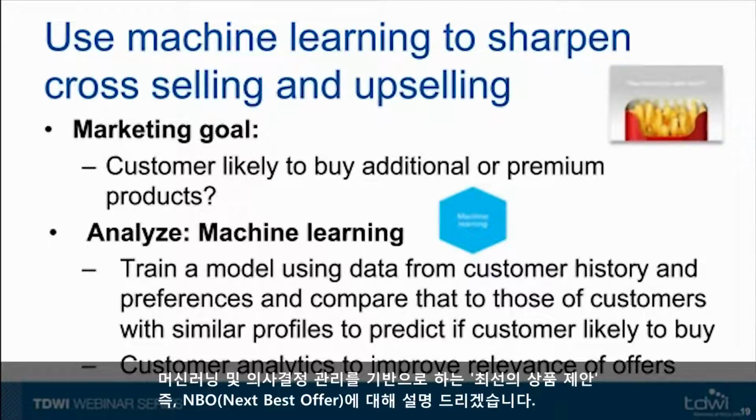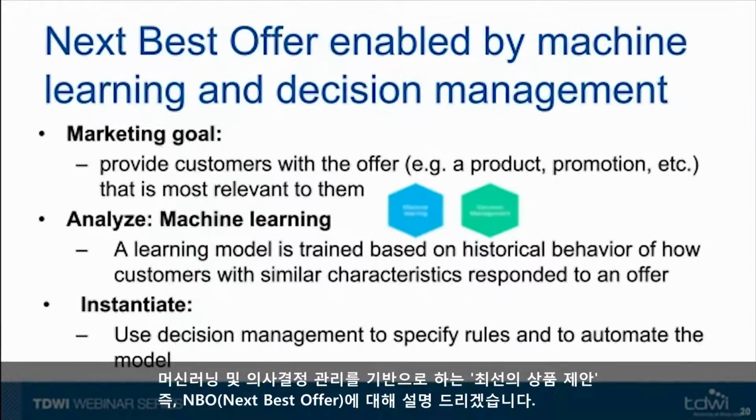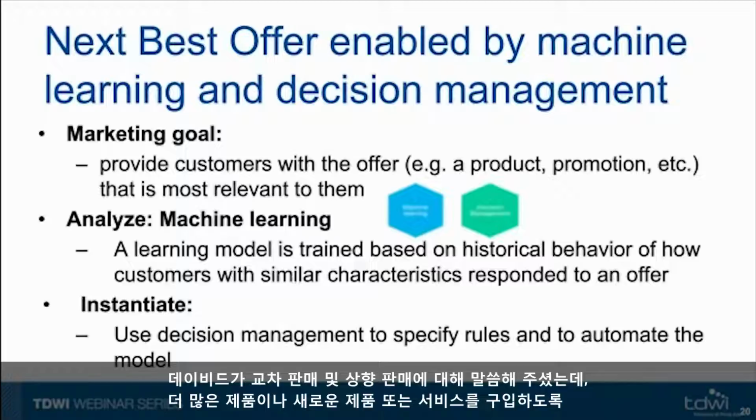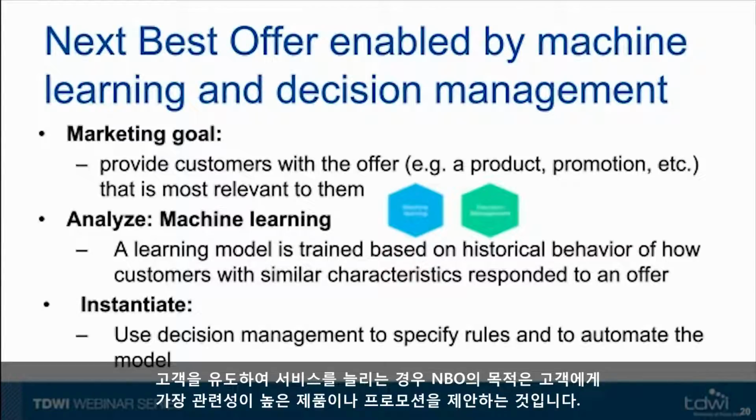Okay, sure. So let's talk about next best offer enabled by machine learning and decision management. Dave was talking about cross-selling and upselling, and if that's about enticing customers to buy more or new products or services to increase revenue, the goal of the next best offer is about providing customers with the offer, like the product or the promotion, that's the most relevant to them.